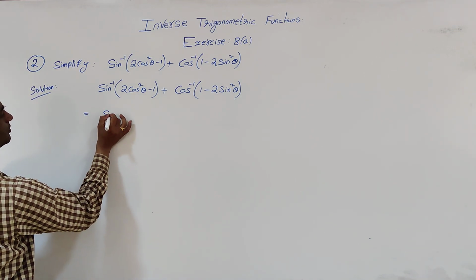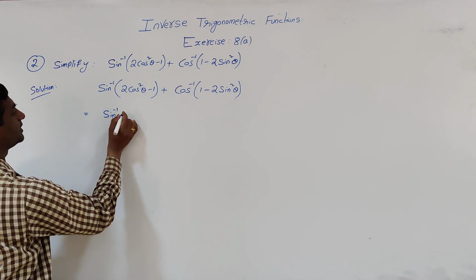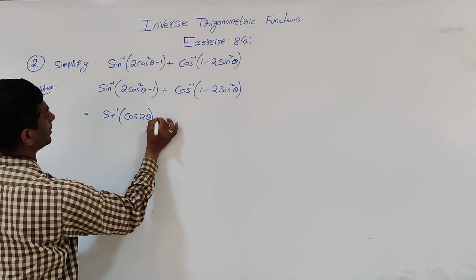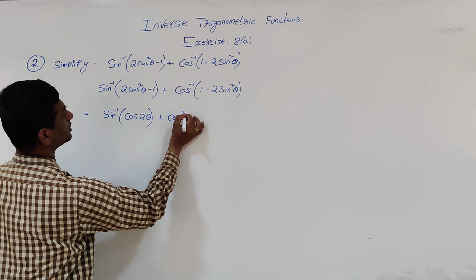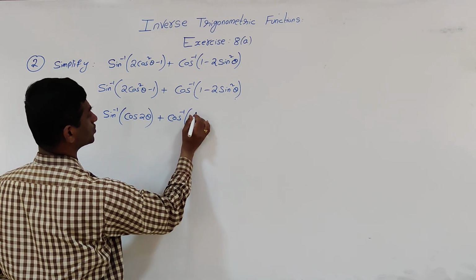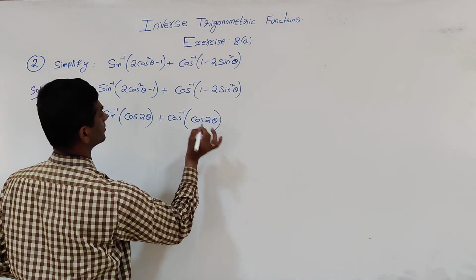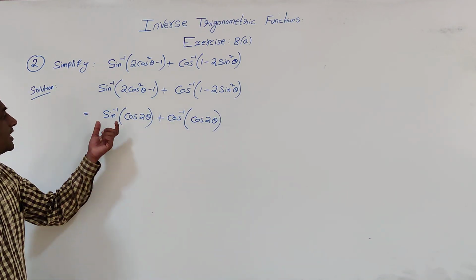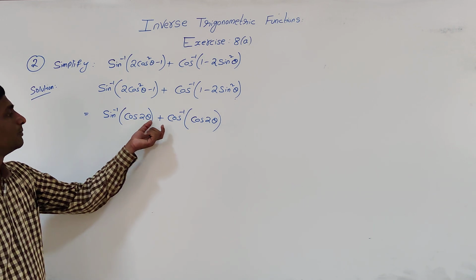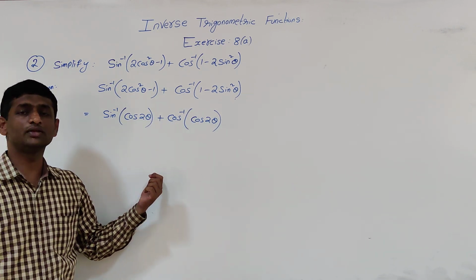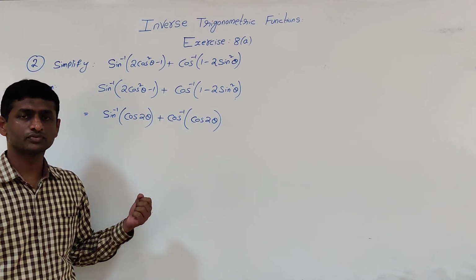So sin inverse of 2 cos square theta minus 1 can be written as sin inverse of cos 2 theta, plus cos inverse of 1 minus 2 sin square theta, which is again cos inverse of cos 2 theta. It is like sin inverse of x plus cos inverse of x, where x is the same. So the value is pi by 2.